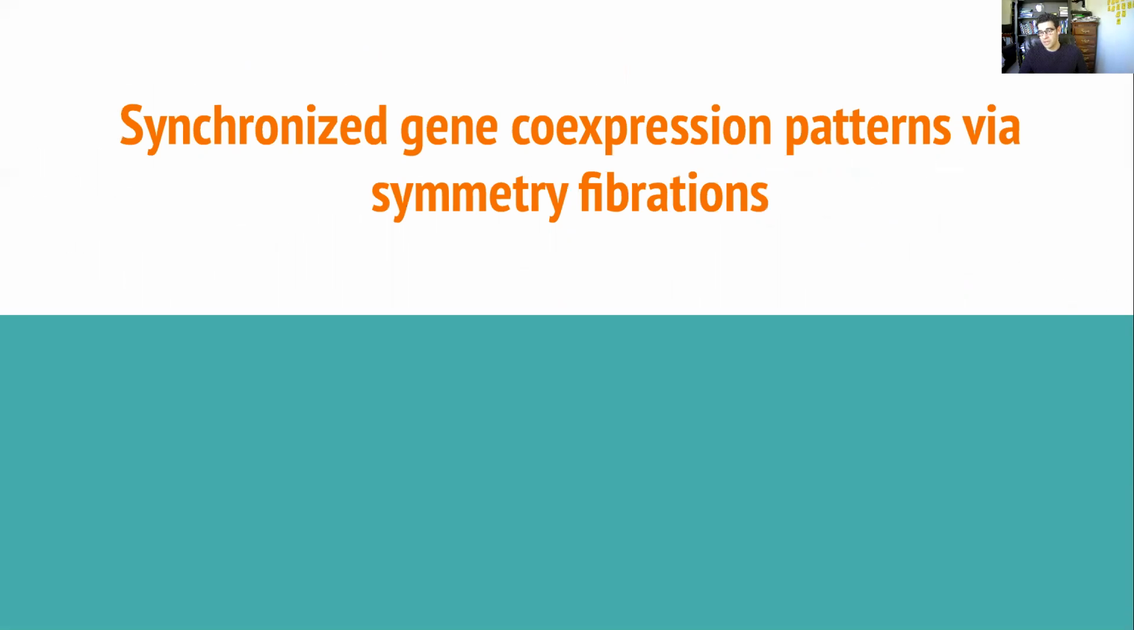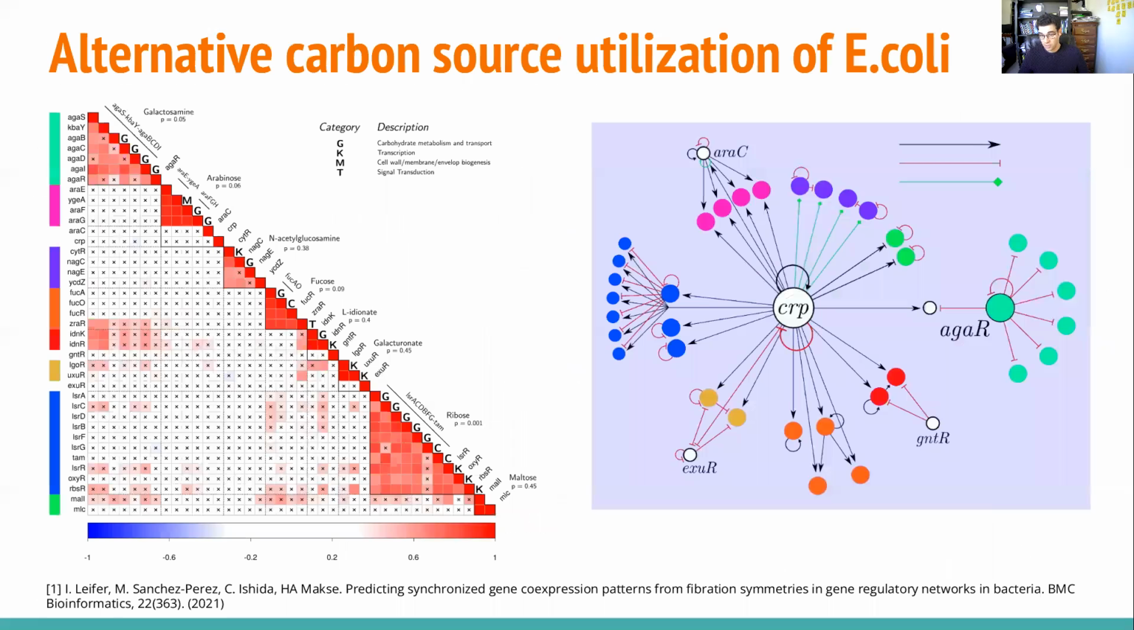As I mentioned before, symmetry fibrations have never been observed in any of the real networks before our work. So obviously there were no experimental confirmations. So we obtained the first experimental confirmation. This is the genetic network of E. coli that I showed before. This is a small part of it. And we looked at the synchronization in the gene expression of these genes in this part of the network.